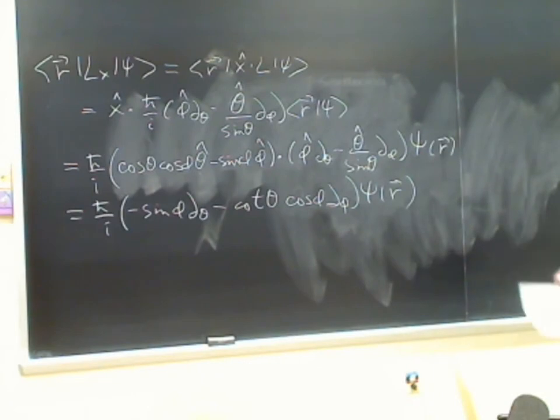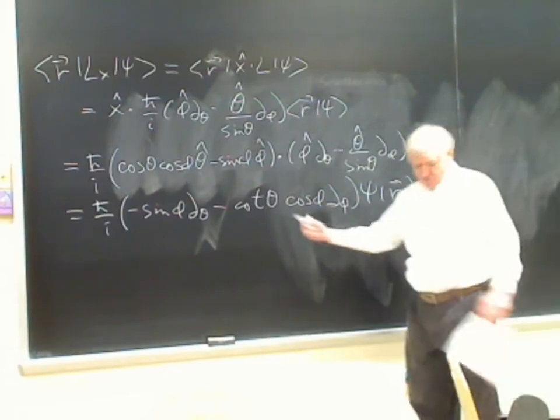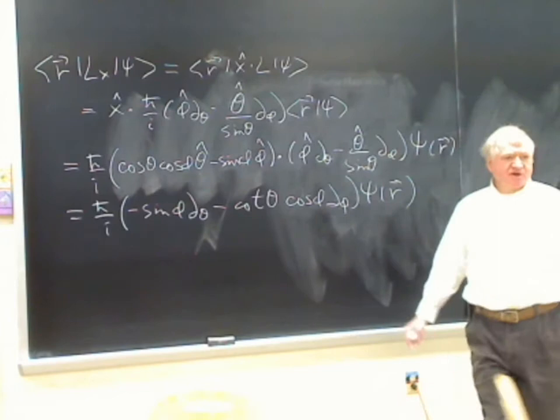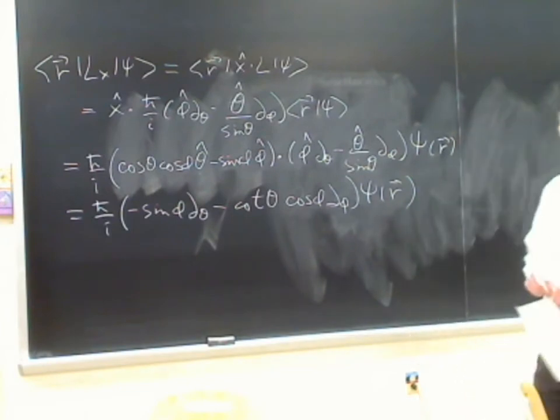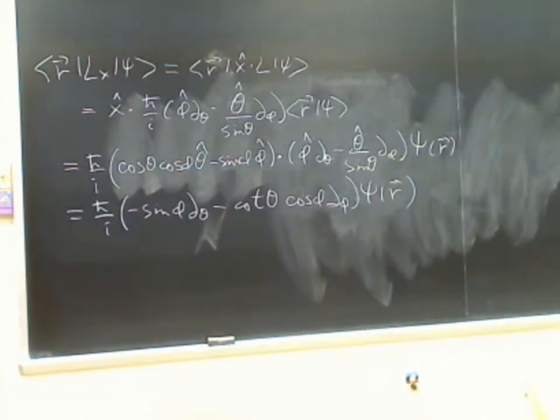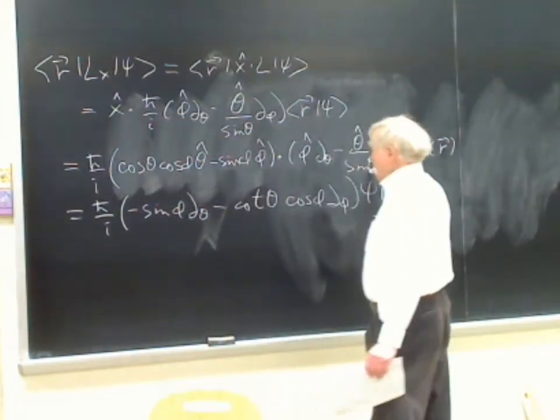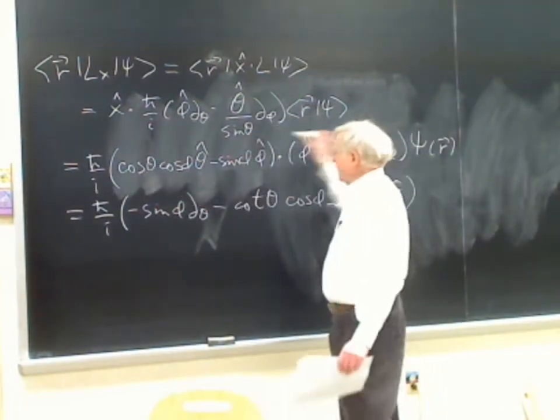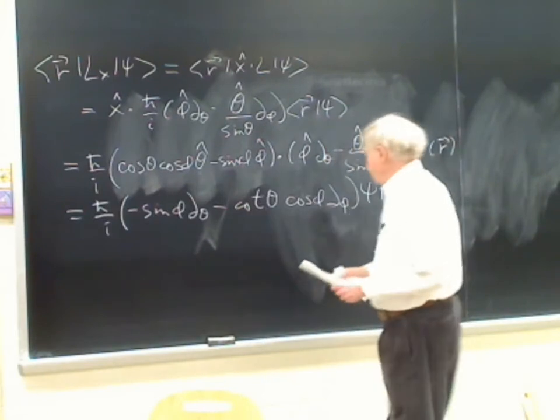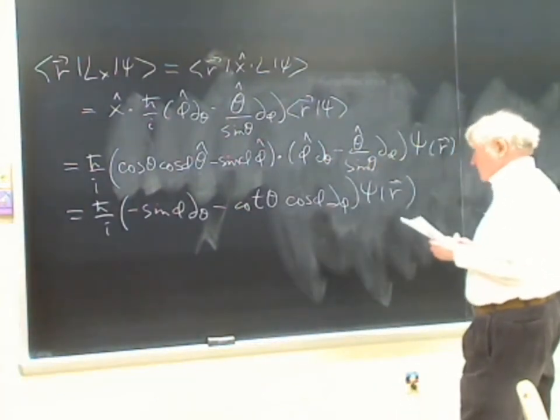So that's an expression that, I know the first time I saw this or an equivalent expression, I thought, gee, that was pretty weird. Where did cotangent come from? But we see it comes out very naturally, because we've got a cosine and a sine, and theta-hat dot theta-hat is 1. So that's where it comes from.